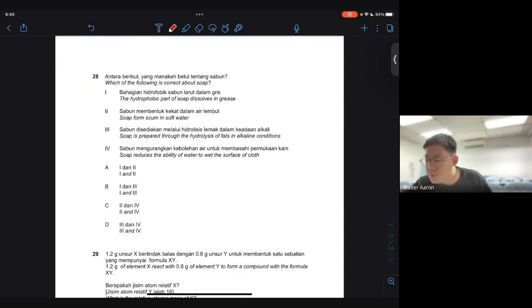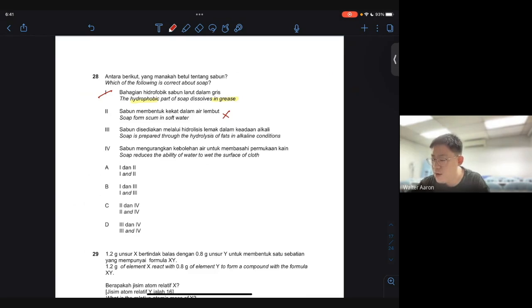Question 28: which of the following is correct about soap? The hydrophobic part of the soap dissolves grease. The hydrophobic part is the one that doesn't like water, and that is the part that dissolves in the grease. That is actually correct. Soap forms scum in soft water, false. Soap only forms scum in hard water, where it contains calcium and magnesium ions.